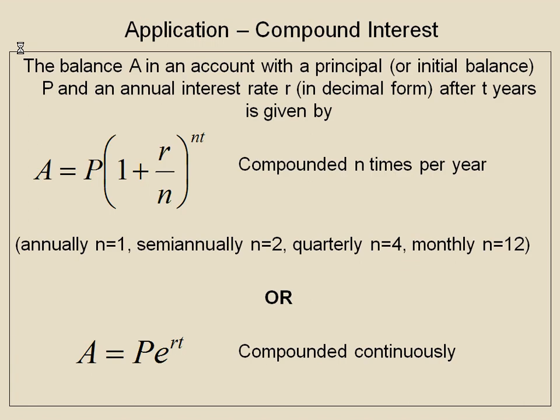So what's an application of exponential functions? One very common application is something called compound interest, or where we want to look at investing money. The balance A in an account that has a principal or an initial balance of P and an annual interest rate R, which we'll put in decimal form, after T years is given by A equals P times (1 plus R over N) raised to the NT. And this is compounded N times per year.